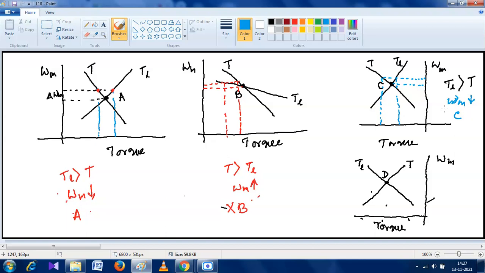Now tell me, in the case of the next point, is it a stable equilibrium or an unstable equilibrium? Unstable. Why? Machine torque is greater than the load torque. Suppose we take this point here. T is greater than TL, the load torque.